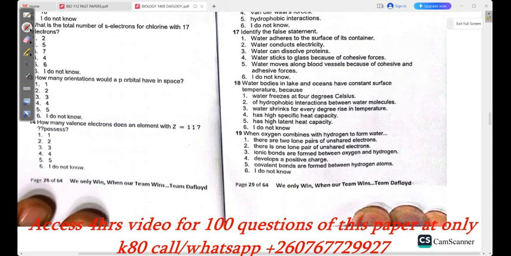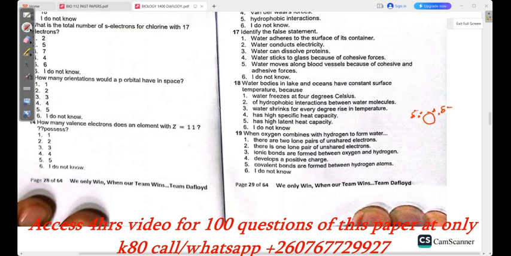So because of high specific heat capacity, lakes and oceans have a constant surface temperature. 19. When oxygen combines with hydrogen to form water. Okay, 1. There are two lone pairs of unshared electrons. This is true. That is what I was explaining. Oxygen is going to have two lone pairs of unshared electrons like this. And these are what bring about partial negative charges on the oxygen molecule.